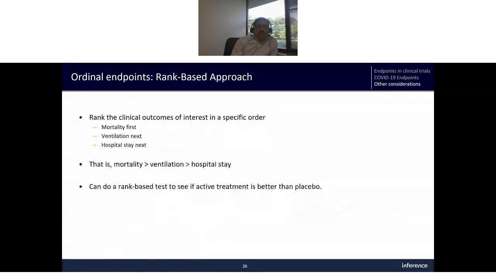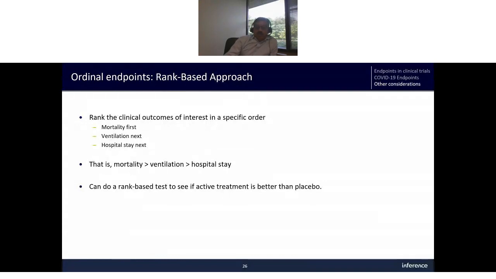There is one interesting approach we did look at, which was the rank-based approach. One of the advantages of a rank-based approach is you can mix up different kinds of endpoints because you can always rank them. So for example, mortality we know is worse than ventilation, worse than hospital stay. Suppose we take data on mortality, we look at time to death, and we can rank all patients with their time to death, right? Or they are censored, and then we can rank them between the two arms.